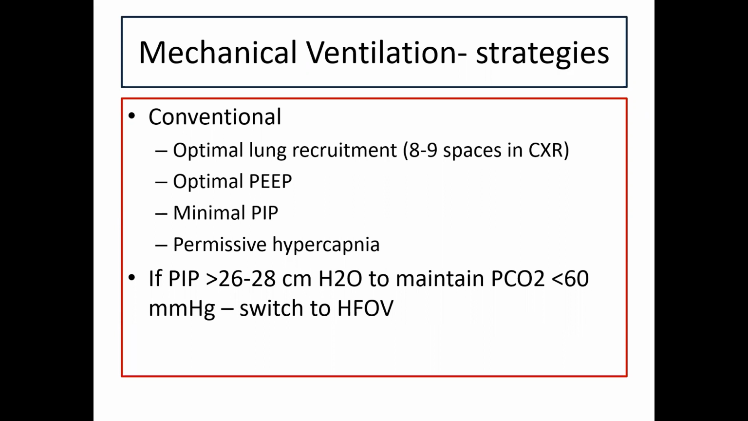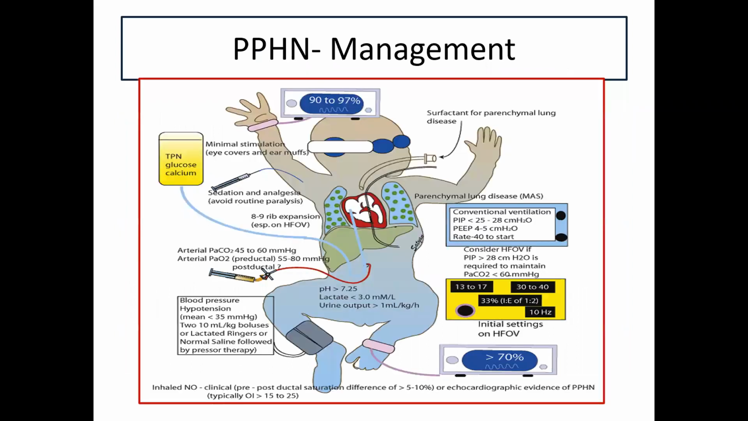If the neonate requires further increase in pressures, including a PIP of more than 26 or MAPs more than 14 to 15, consider switching to high frequency ventilation. So this picture summarizes the various aspects of managing PPHN.